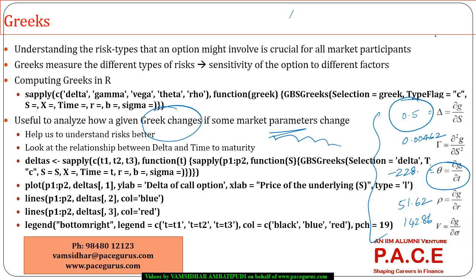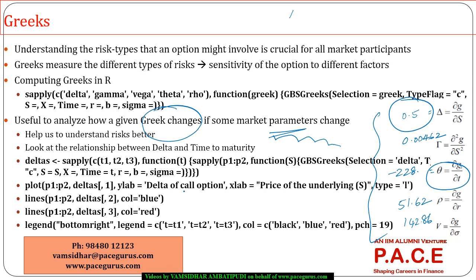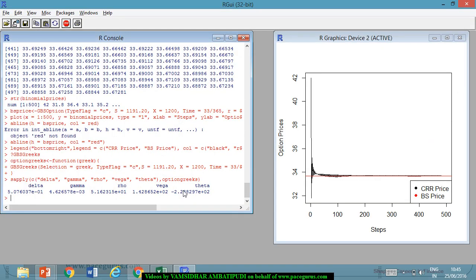So first thing, let me create a delta function with respect to both time and stock price. Let me call it the time delta relation function, wherein I am giving the timing as an input to this function.